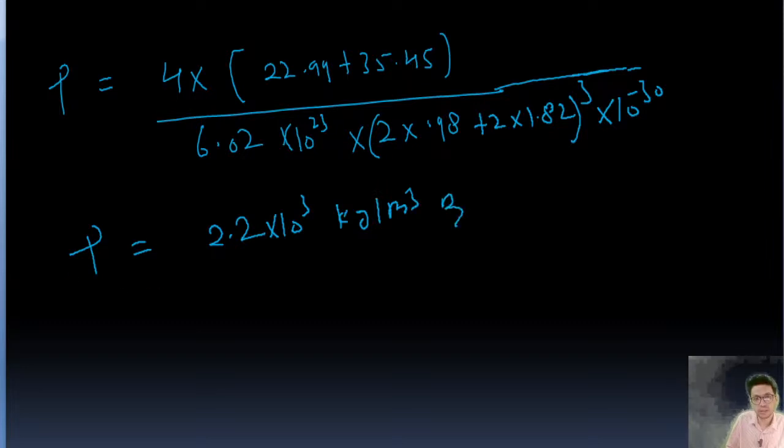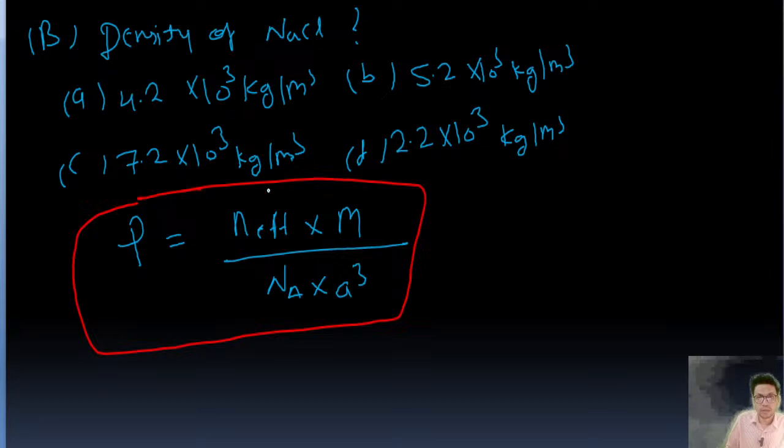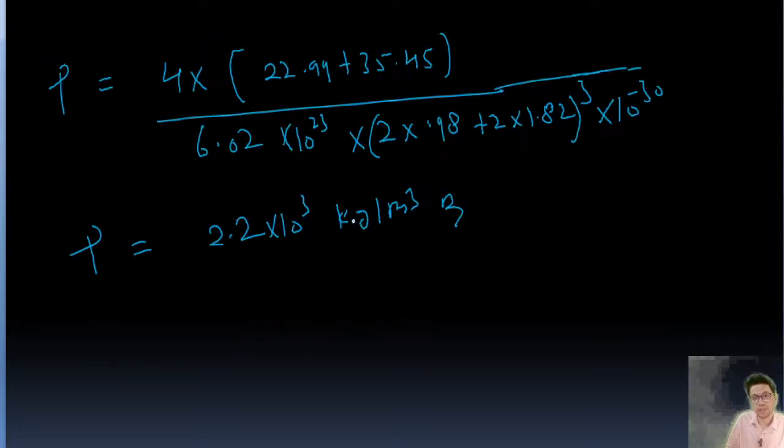Okay, so which option is matching, guys? Option D is matching: 2.2 into 10 to the power 3 kg per meter cube. So this is the density. Next question, guys. Next question we are going to solve. This is also a good question, guys.